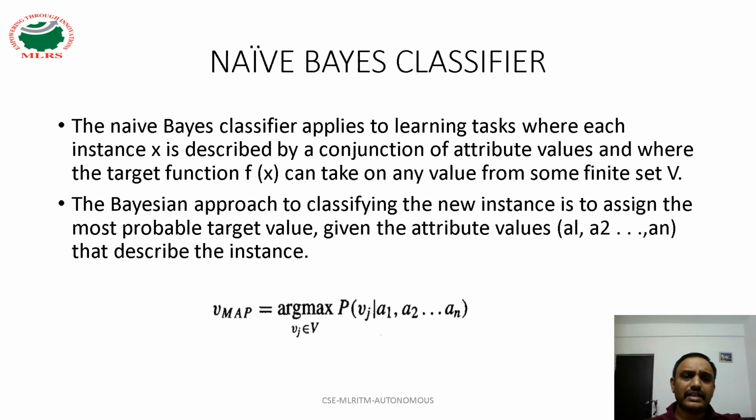Here, each instance is described by a conjunction of attribute values and the target function can take on any value from some finite set V. So for example, if we provide a set of training examples and a target function, and a new instance is presented, described by a tuple of attribute values a1 to an, then the learner can predict the target value for the new instance.